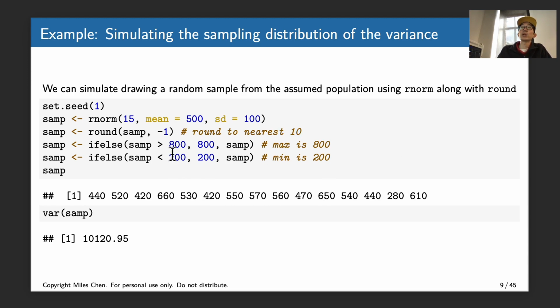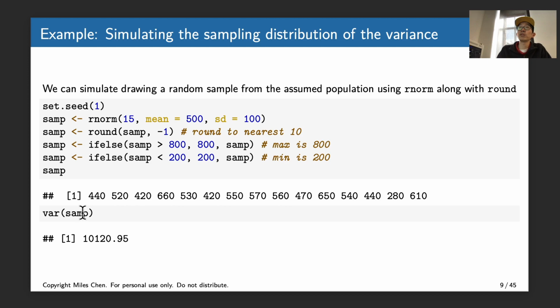We're also going to use an if-else to make sure the maximum value is 800 and the minimum value is 200. We're going to say if-else, if the value is greater than 800, just replace it with 800. Otherwise, use the value in the sample. If the value in the sample is less than 200, replace it with 200. Otherwise, use the value in the sample. And so this is what I get.